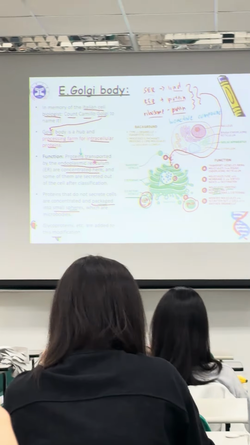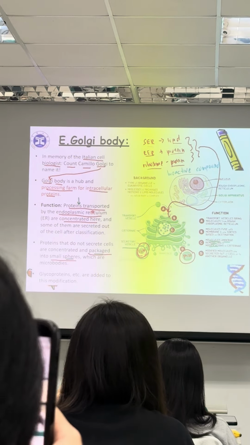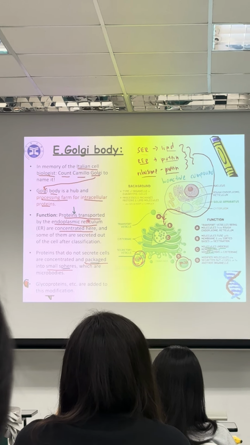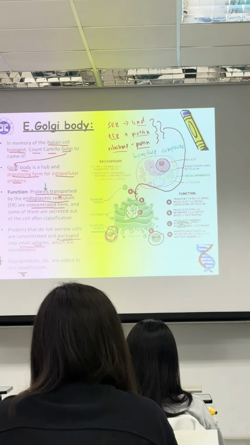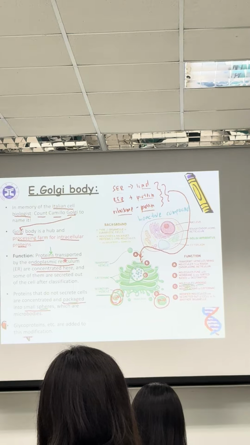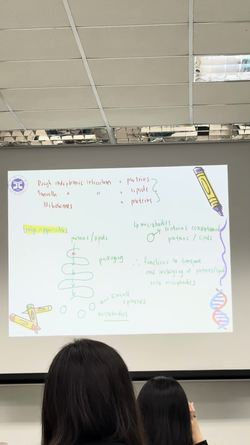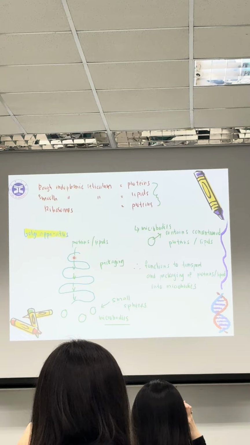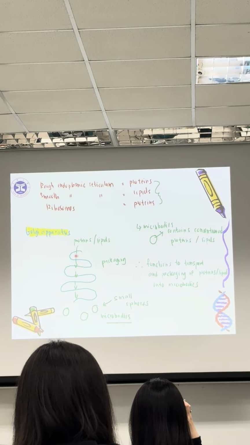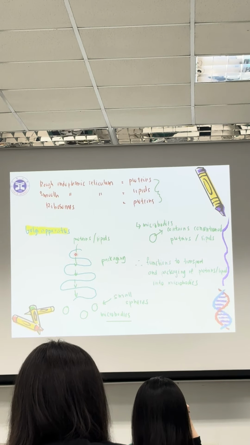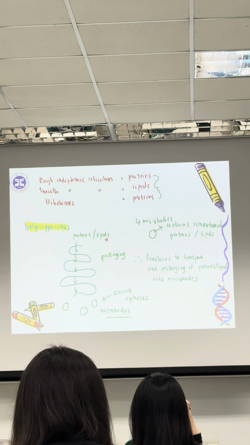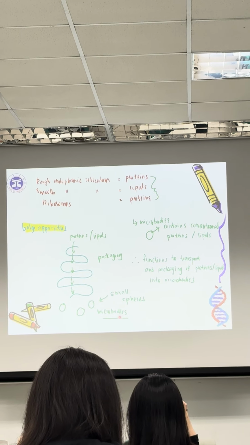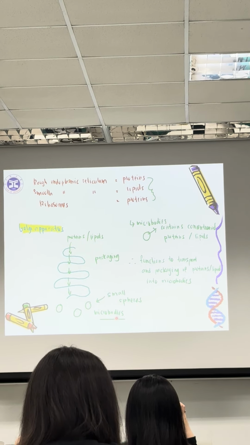And then specifically on Golgi bodies, what is actually Golgi bodies? When you only state the function, what is the function of Golgi bodies? How do you need to explain? So Golgi bodies or Golgi apparatus function for packaging and also transport of all these proteins and lipids into microbodies. So you need to explain this.